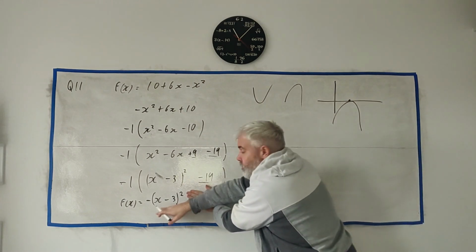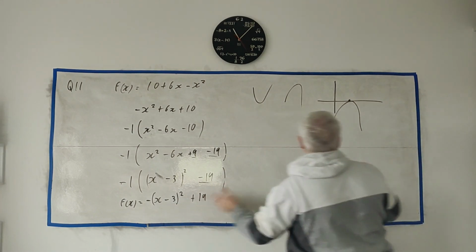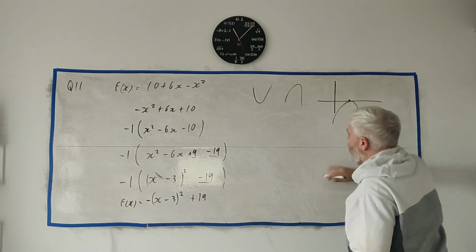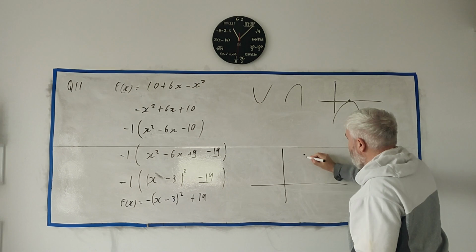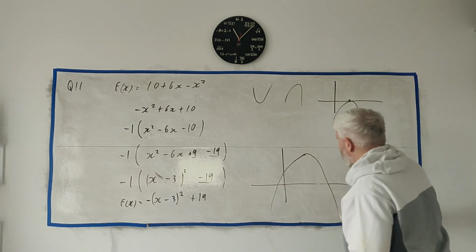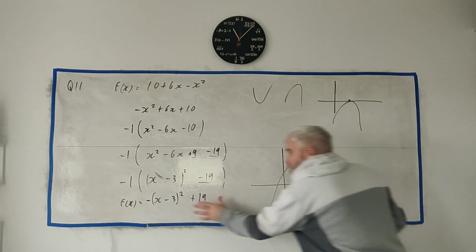That's what this looks like. But then we add 19 to it. So everything moves up 19. We'll do it one last time. And 3, 19, and it goes something like this. That's what this function looks like.